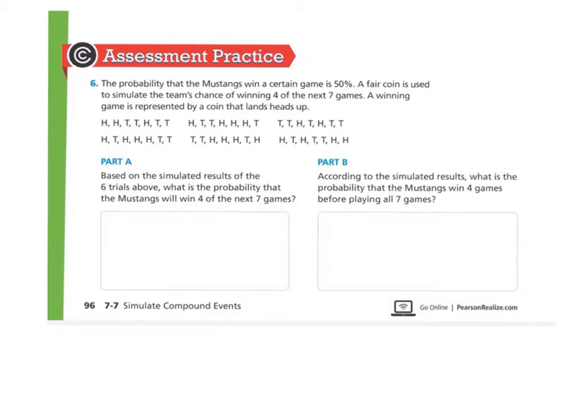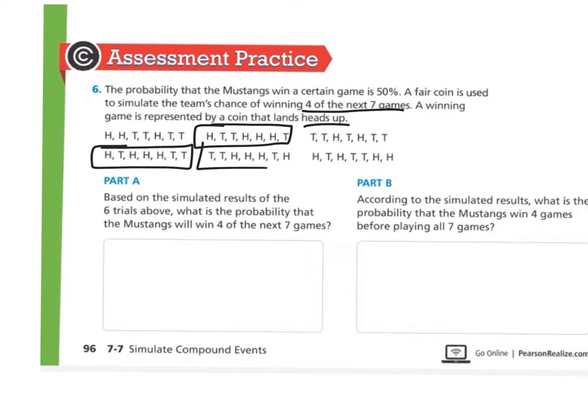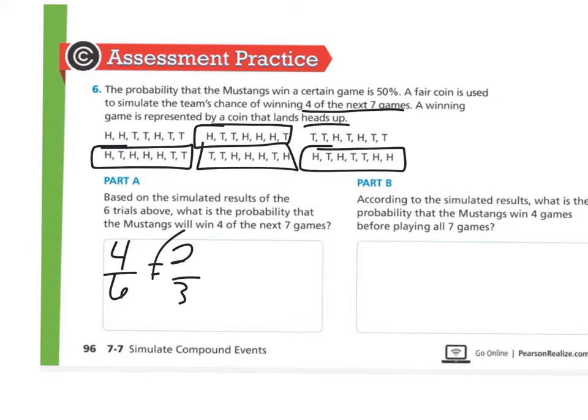Number 6, probability the Mustangs win a certain game is 50%. A fair coin is used to simulate the team's chance of winning 4 of the next 7 games. A winning game is represented by heads up. So we want 4 of the next 7 to be wins. 4 of these need to be heads then. So if we go through these again, there's quite a few letters to look at here, but what should happen is we've actually got 4 of these groups. So 4 out of 6, which is 2/3 chance that they're going to win 4 of the next 7 games.